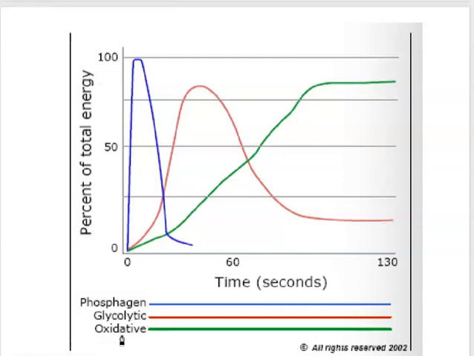The green line is the oxidative phosphorylation, or aerobic respiration. This system in green is kind of slowly building up, and it might take a few minutes, but once it builds up, this can last for a very, very long time.